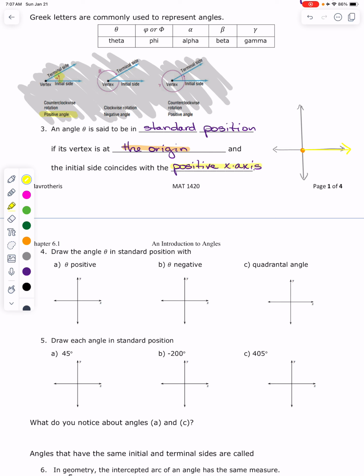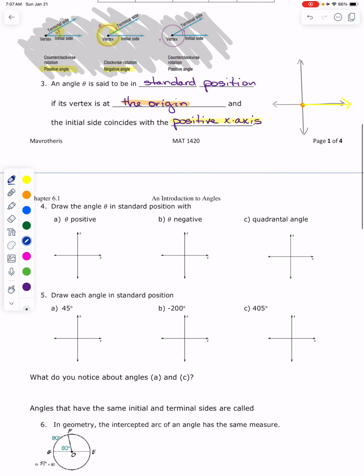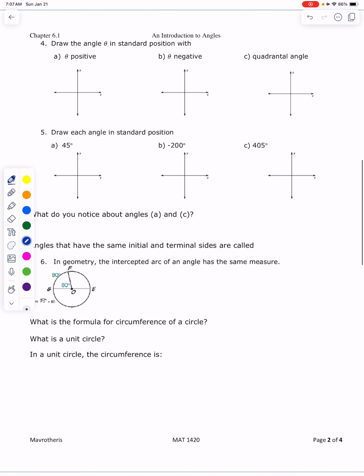In the middle, our negative angle starts in the same place, but this time we are rotating in the clockwise direction. Notice our last angle, we are rotating in the positive angle direction. This one goes around more than once, and that's something that takes a little getting used to, but that is perfectly okay as well. So back to page 2.